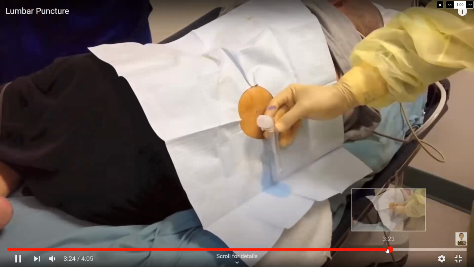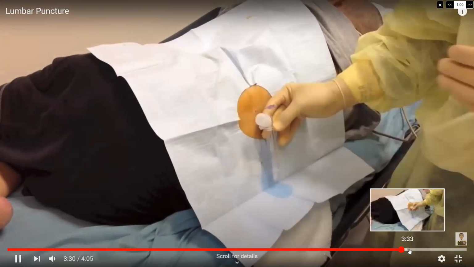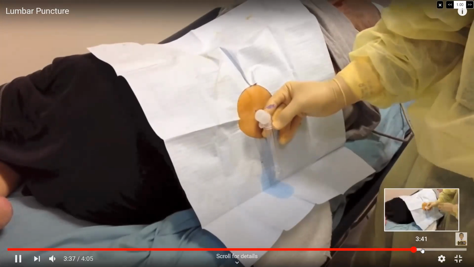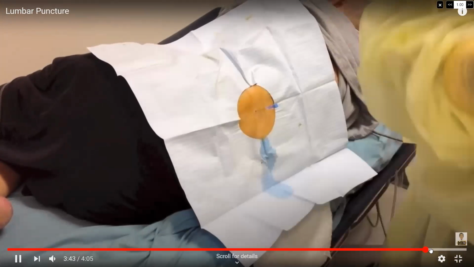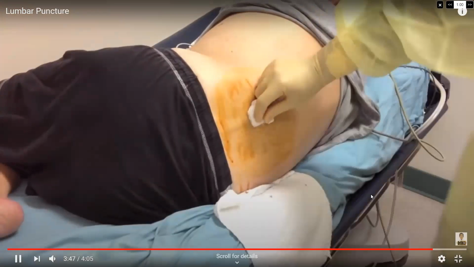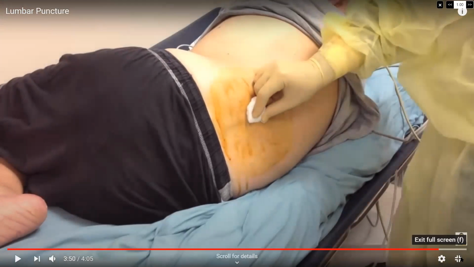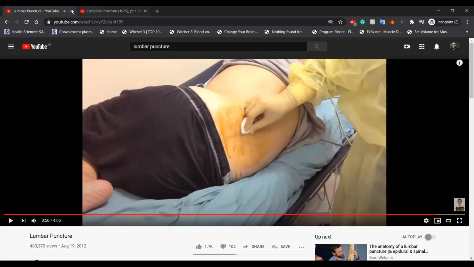See, once you have collected enough of a sample, I'm fast forwarding the video a little bit. You'll put the stylet back in, and then apply gauze and hold that position for a little bit of time. That is how you perform a lumbar puncture. I hope you understood that.